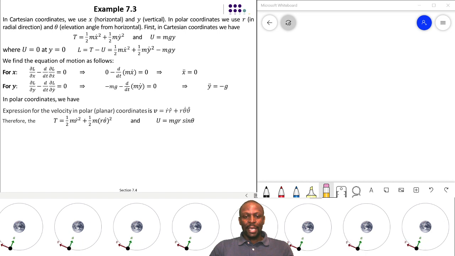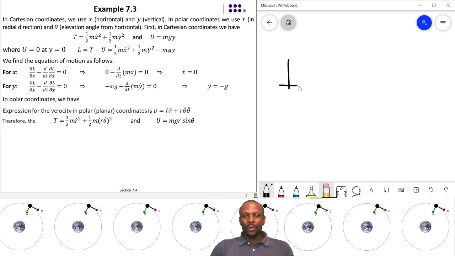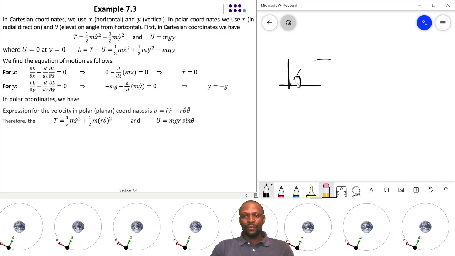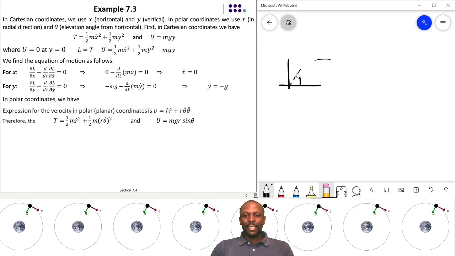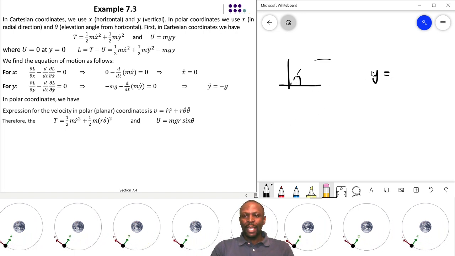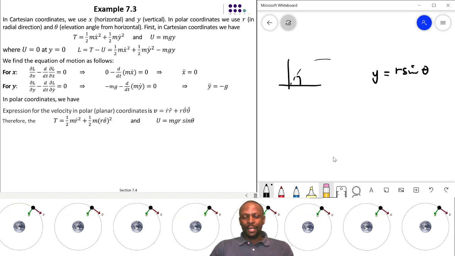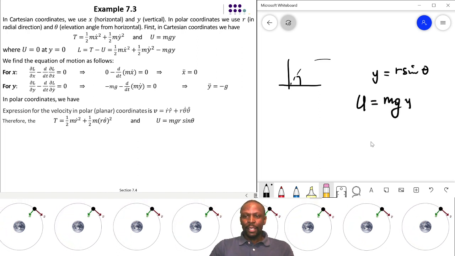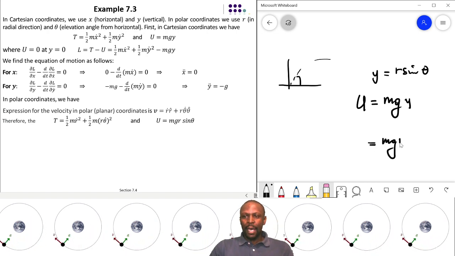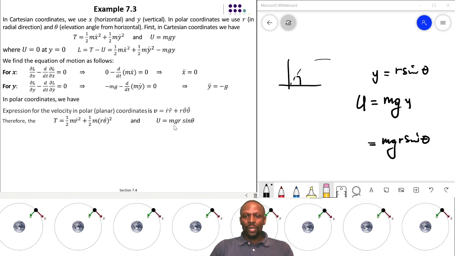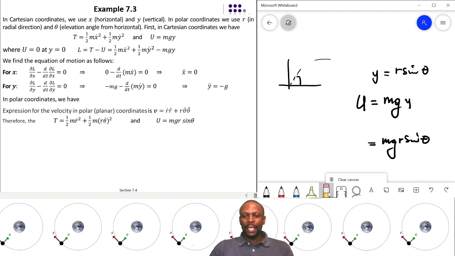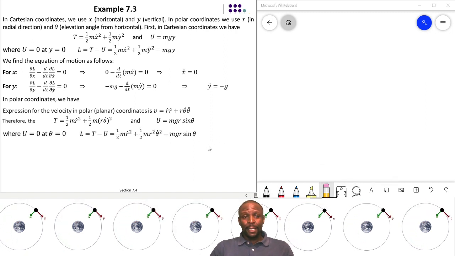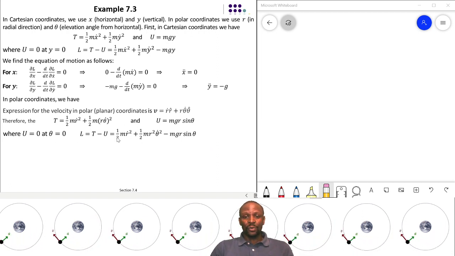Why is that the case? Remember, on the diagram, this is what you had. So the projectile, and then you have your angle theta. Therefore, the y will just be given in terms of r sine of theta. Now if you plug that into the equation of the potential energy, because the potential energy is just mgy, in that case you are just going to have mgr sine of theta. So that's what you are actually seeing in that equation there. Right, now if you take the Lagrangian, where U is equal to 0 at theta equal to 0, this is what you are going to have.